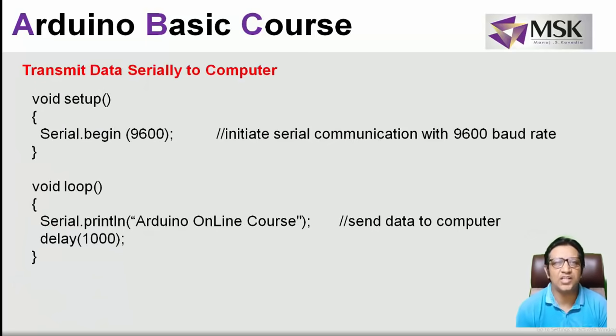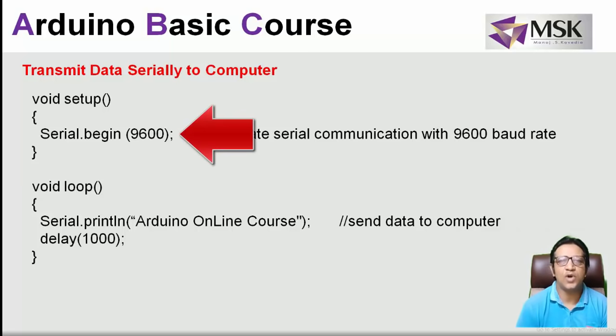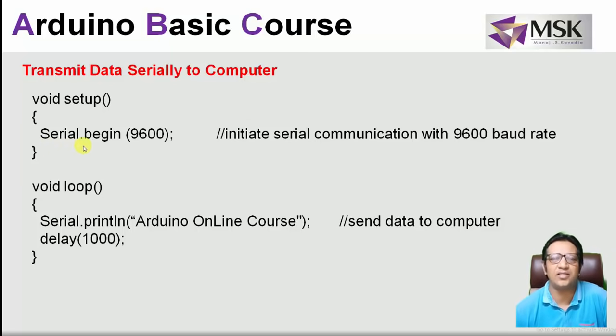Let's see how to transfer the data serially to the computer. So in the setup function, what do I have to do? I have to initiate the serial communication. So I can use the function called Serial.begin. To this Serial.begin, I pass the value 9600. So this is the baud rate. It will initialize the serial communication.